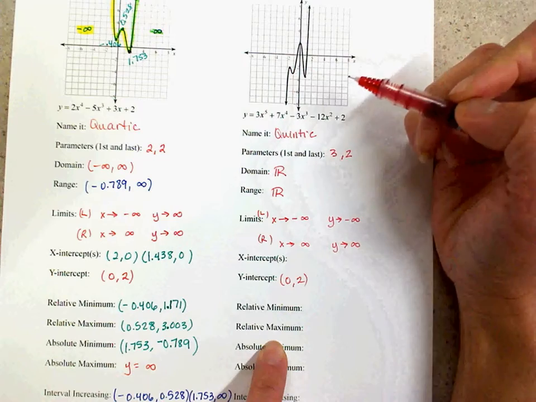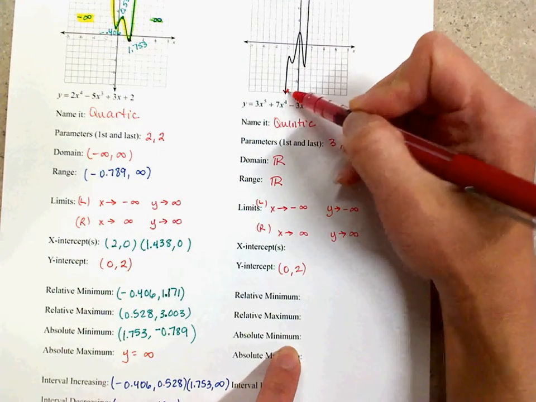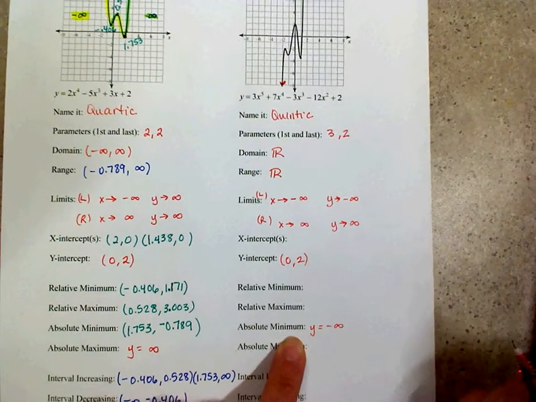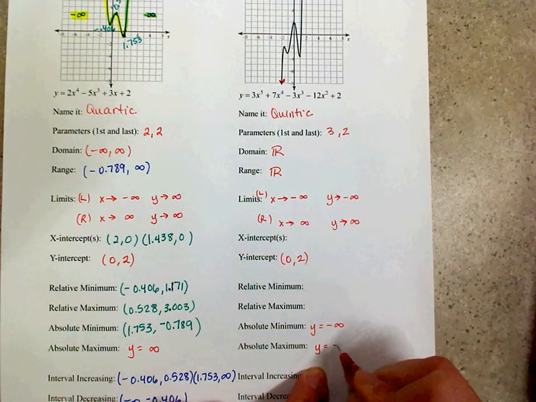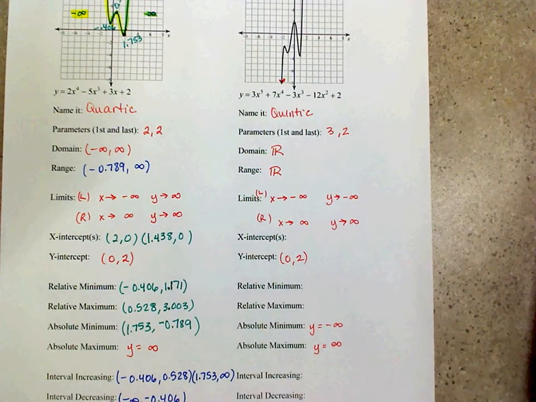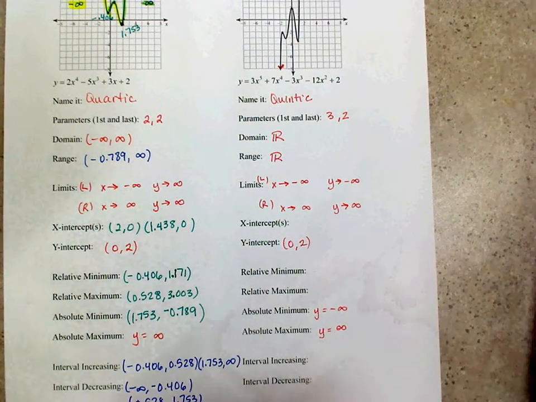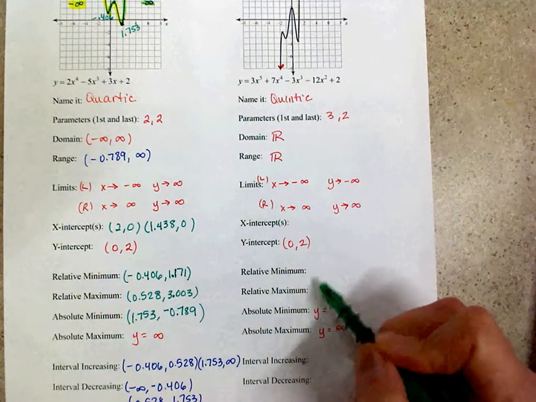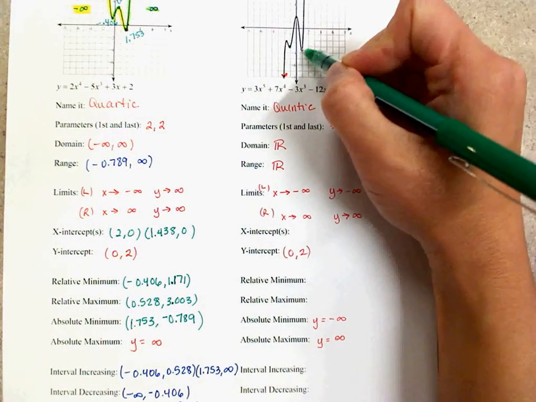Okay? Absolute minimum. This is your lowest. So y is equal to negative infinity. Absolute maximum. It's your highest. That will be positive infinity. These guys, I will need to come back after I found your relatives. Okay? So let's see what we're missing. We got to go find those. All right. Relative minimum. You have 2 of them. Okay? So let's go find both of them.